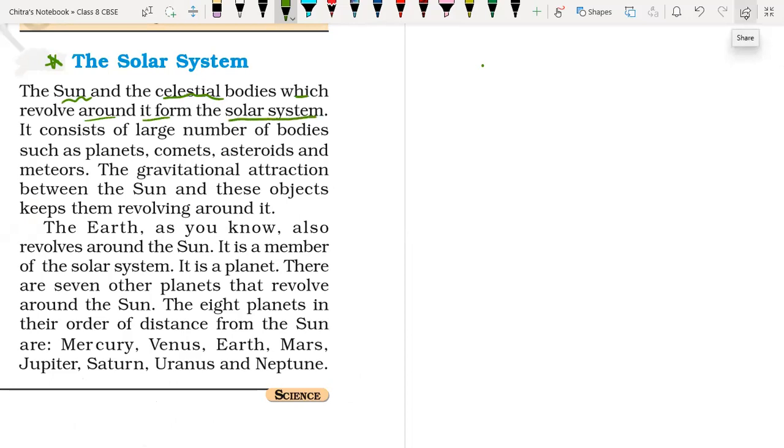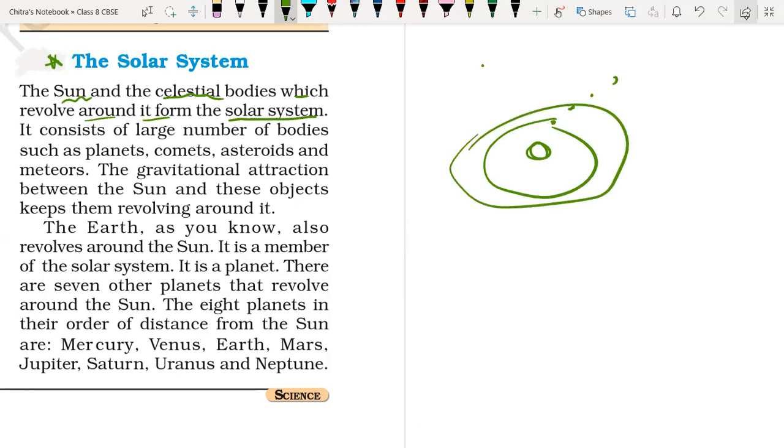As we know, our solar system has the sun at the center, and different objects like planets revolve continuously around the sun in a fixed orbit. It consists of a large number of bodies such as planets, comets, asteroids, and meteors also. All these are constituents of the solar system, including the sun. The gravitational attraction force working between the sun and all other objects keeps them revolving around it.